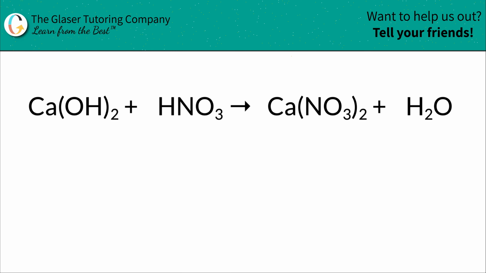Ciao. Andrew here from glazertuning.com, and today I would like to teach you how to balance calcium hydroxide plus nitric acid yields calcium nitrate plus water. So the first step I like to do is just place in these little spacers in front of all the compounds. That will represent the location of where I can place my coefficients. And coefficients are just some numbers, okay?